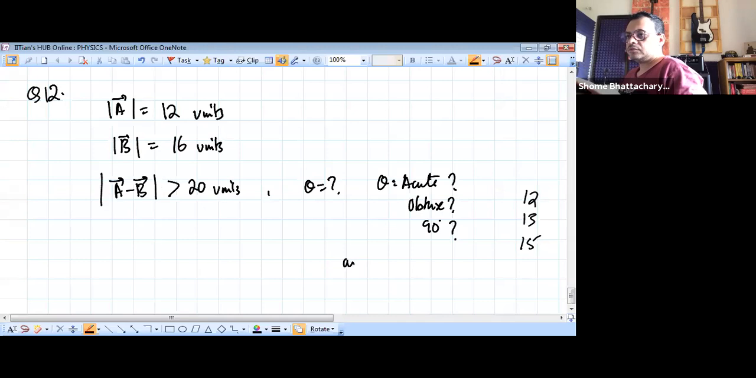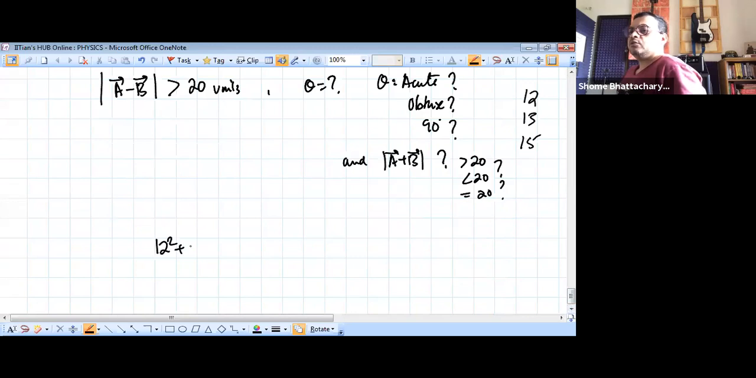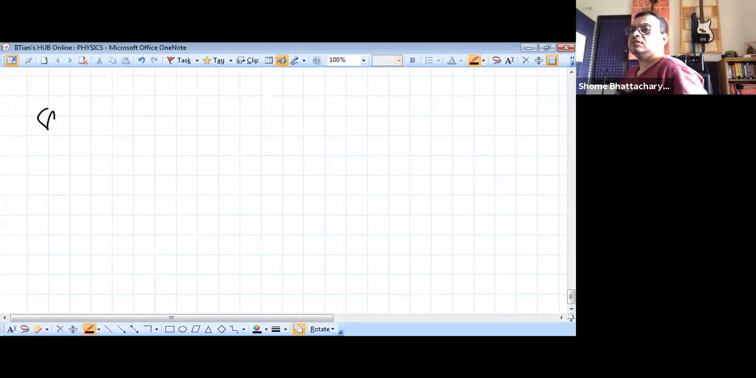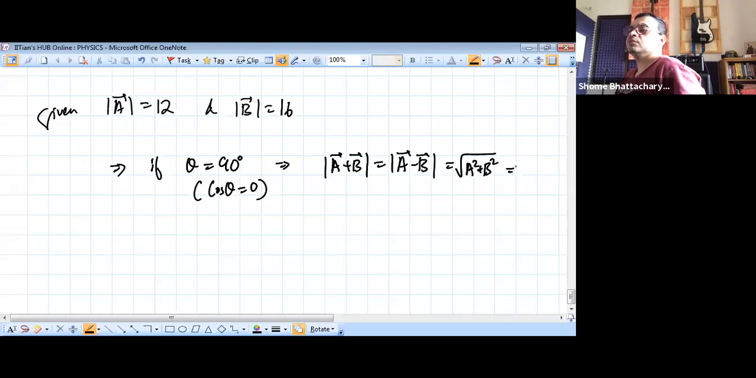But then accordingly, what can we say about mod of A plus B also? Is it greater than 20, less than 20, equal to 20? Now we'll notice that 20 is the square root of 12 square plus 16 square. Given mod A is 12 and mod B is 16, we know from the triangle law that if theta is equal to 90 degrees, cos theta is 0, then mod of A plus B would have been equal to mod of A minus B, equal to root of A square plus B square, or in this particular case, 20.